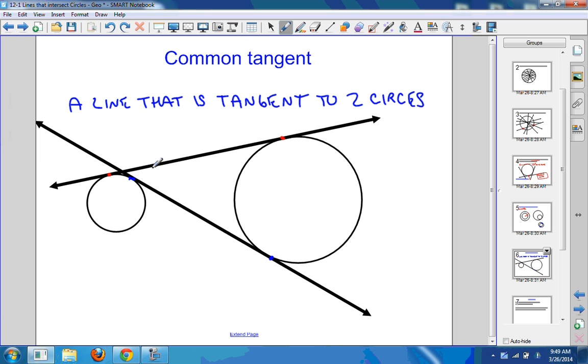Something to think about. You can answer me in class. Could two concentric circles have a common tangent? You can think about that one. Maybe draw it.